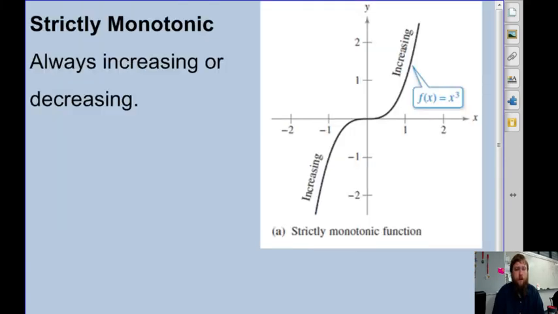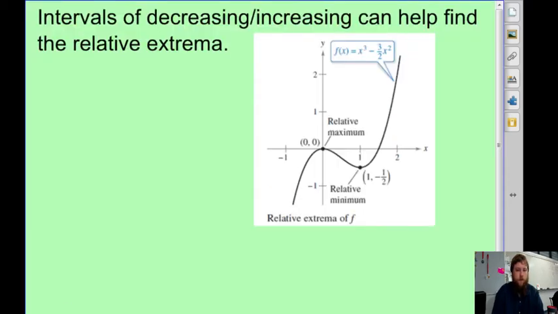Now we have some functions called strictly monotonic, always increasing or decreasing. So in the case of x cubed, it's always going to be increasing. Just when it gets to 0, it doesn't increase a lot, but as it gets out in both directions, it increases more. So this will always be increasing, even though there's a critical number right here at x equals 0. So it doesn't necessarily turn.